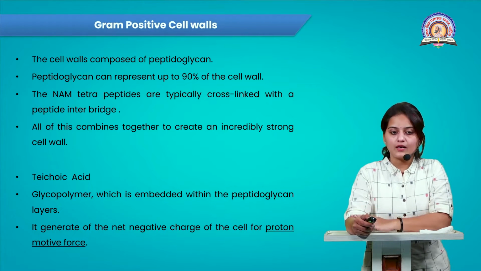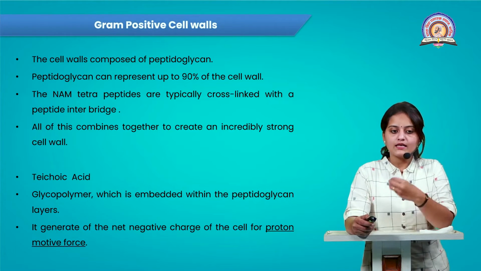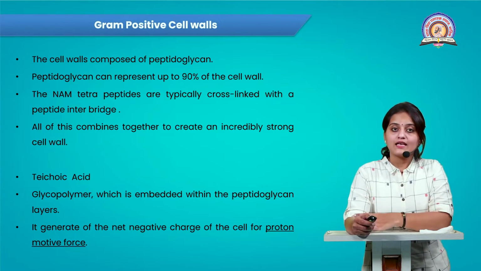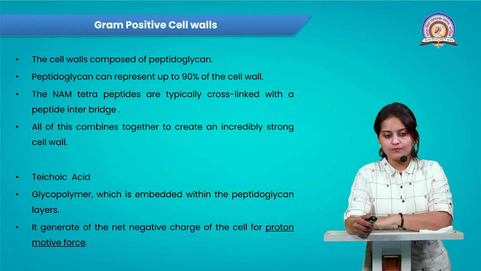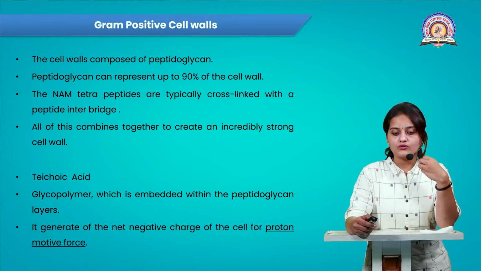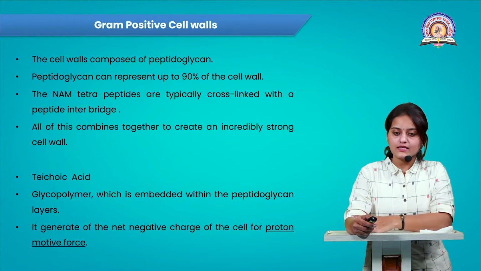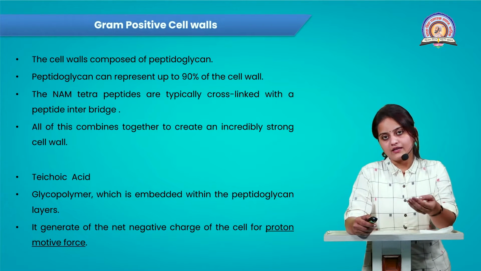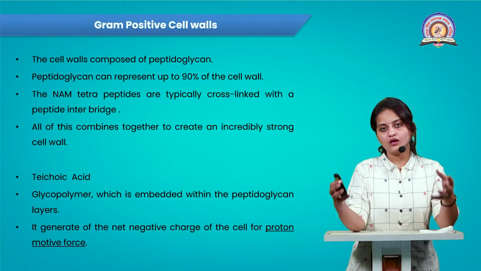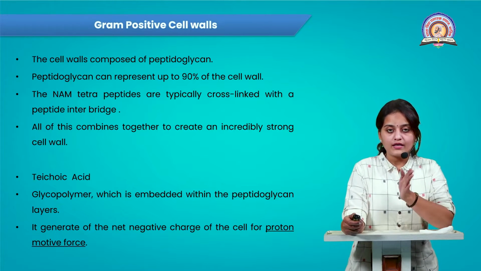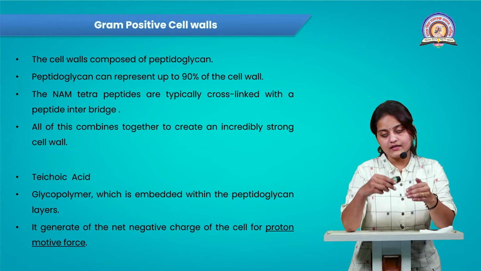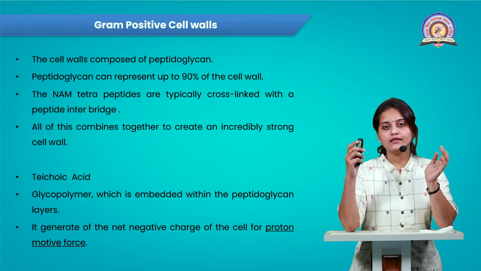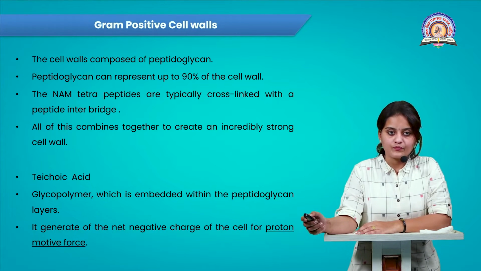It is absent in gram-negative bacteria. Teichoic acid is nothing but the glycopolymer which is embedded with the peptidoglycan layer, and it is anchored in the cytoplasmic membrane. It generates the negative charge on the cell surface and is also responsible for the proton motive force. It means that when bacteria try to balance the charge in their cell, teichoic acid is responsible for the exchange of positive and negative ions. And it is continuously responsible for creating the net negative charge on the cell surface.